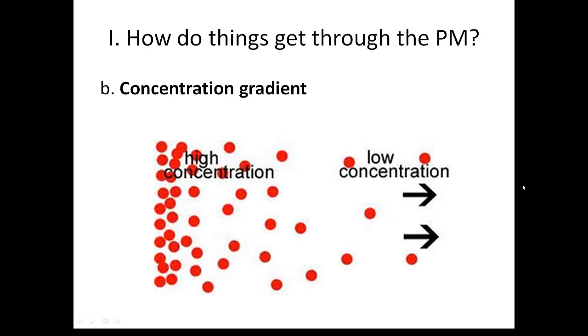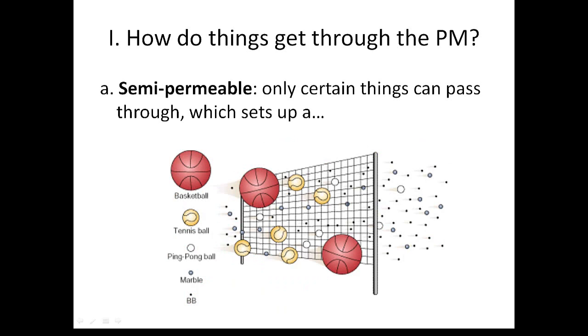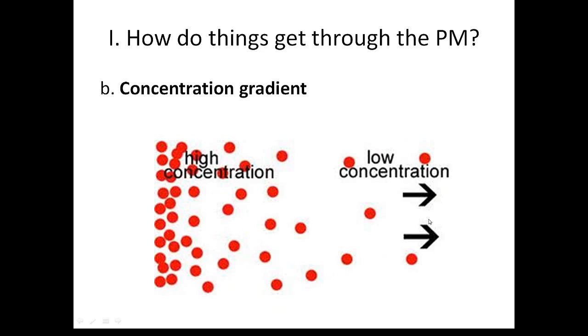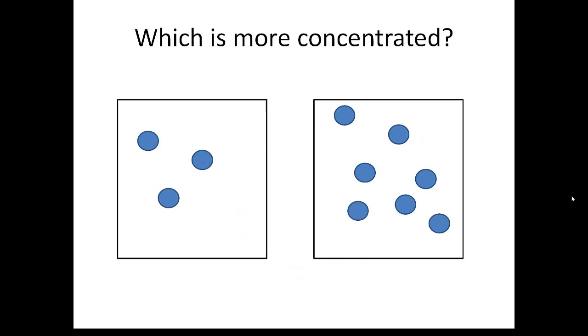A concentration gradient, we're talking about something going from high to low concentration, and as you can see in this picture here, for example, the basketballs are on the left side of the net. There's no basketballs on the right side, so the concentration is high over here, low over here. That causes a gradient. In this picture, we have high concentration of the molecules here, low here. We have a concentration gradient. It goes from high to low.